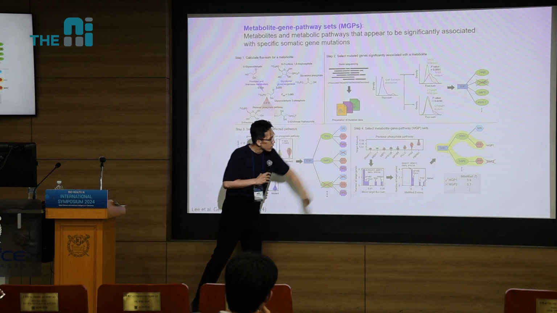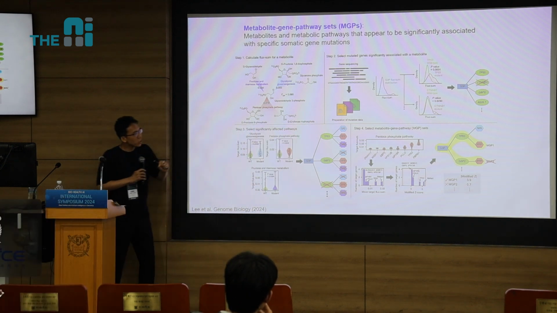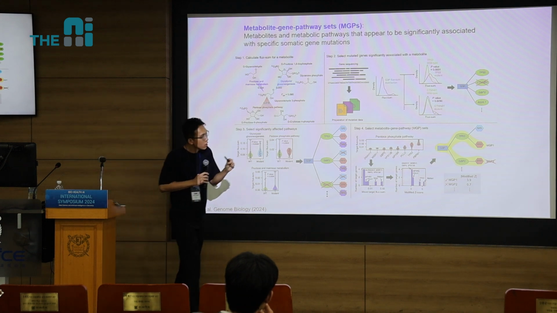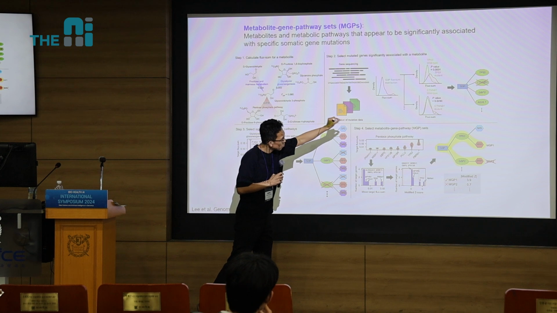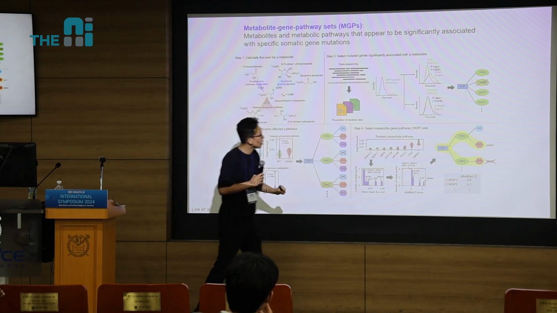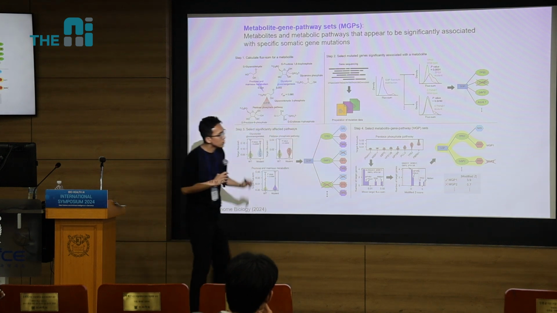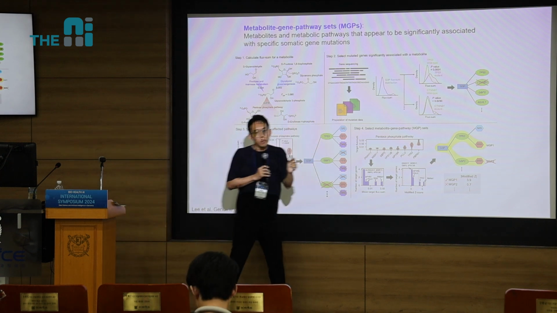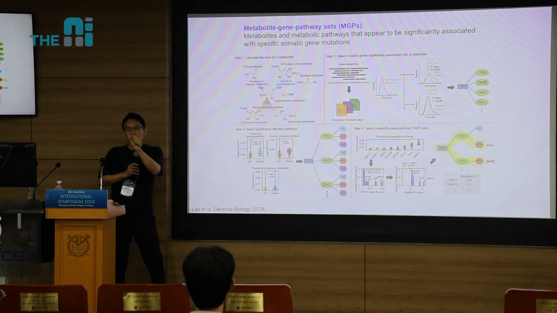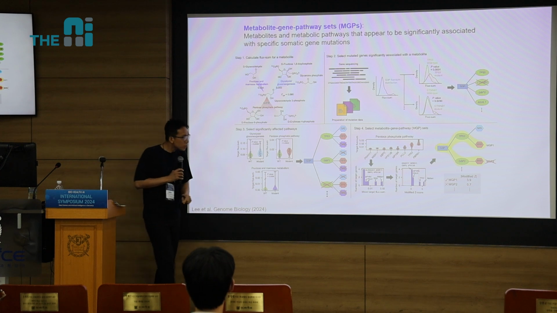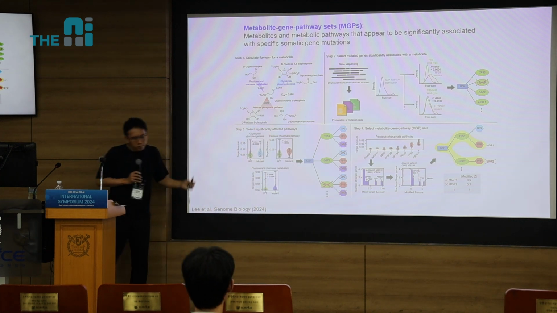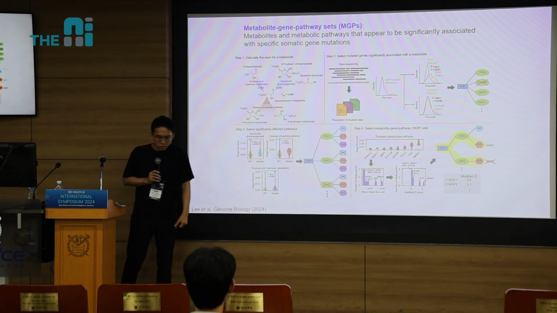The second step is quite critical. Now, we associate that predicted biological importance of the metabolite with the presence of mutation across the genes. This is coming from statistical tests, but this is a step where we get to pair each metabolite with a specific gene mutation.